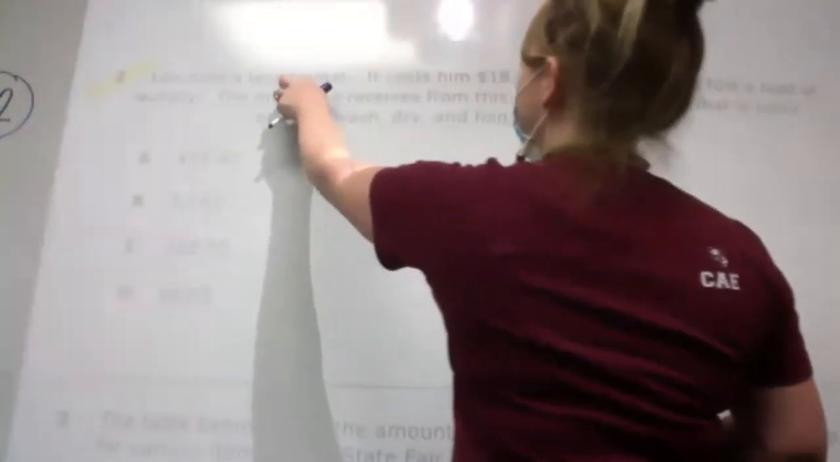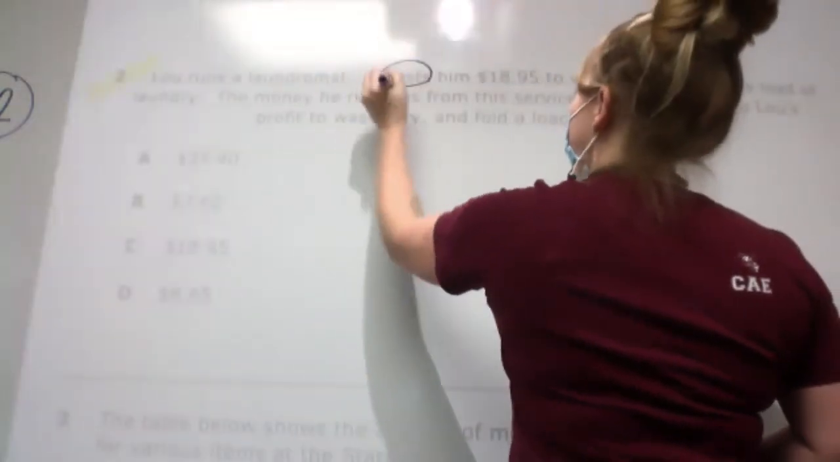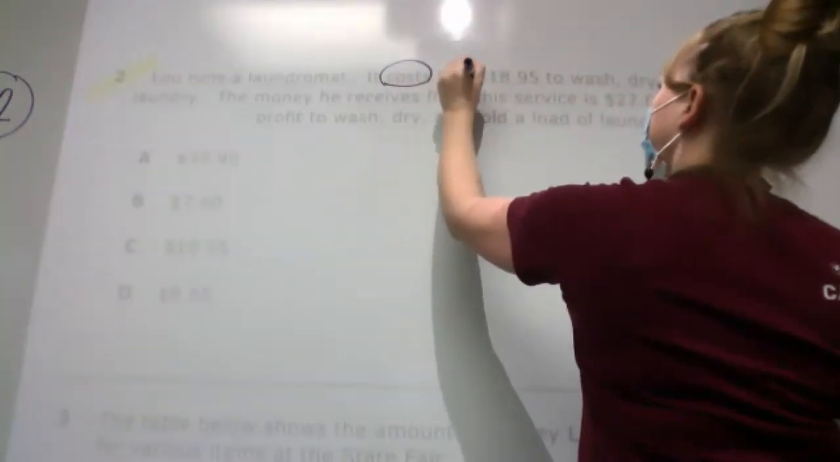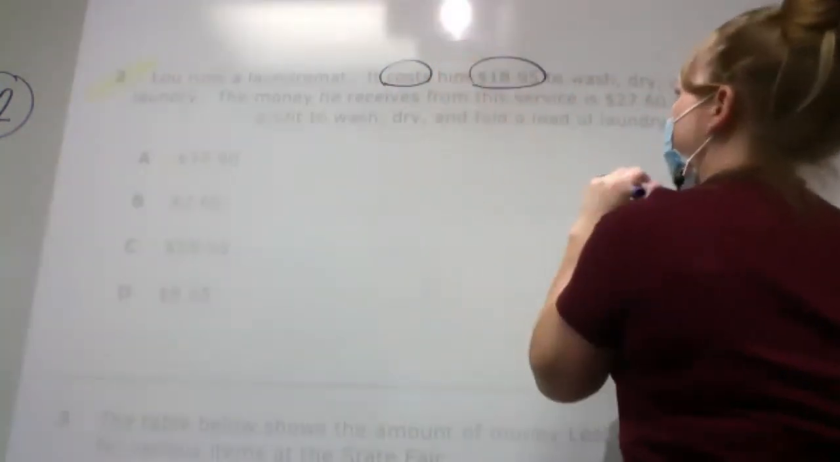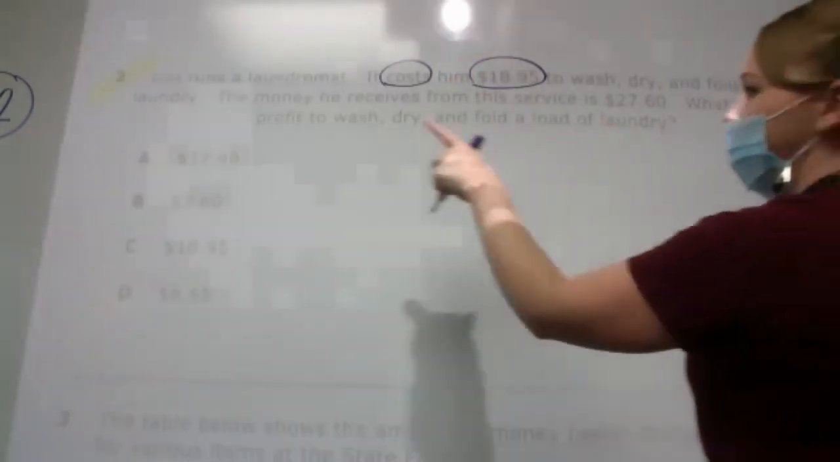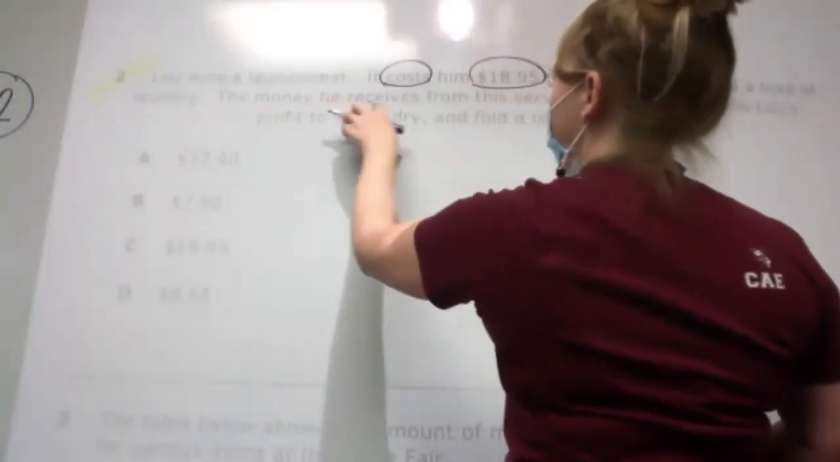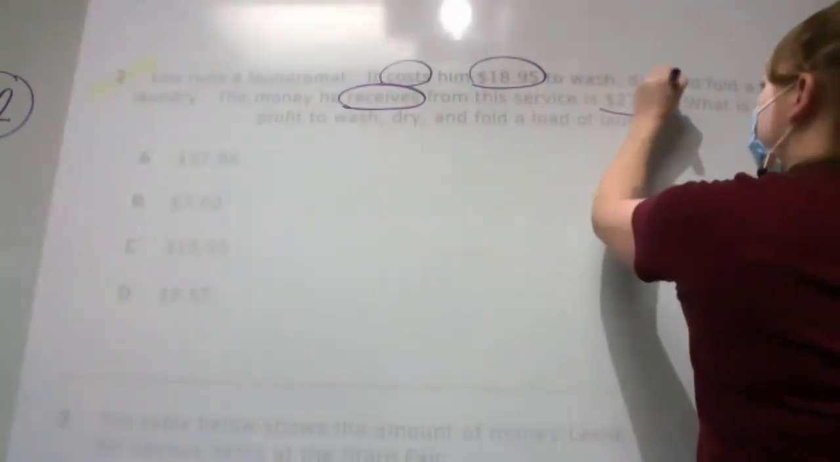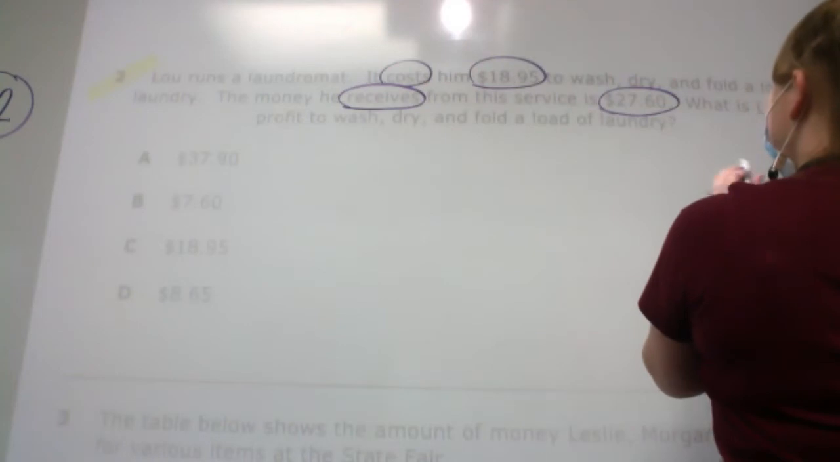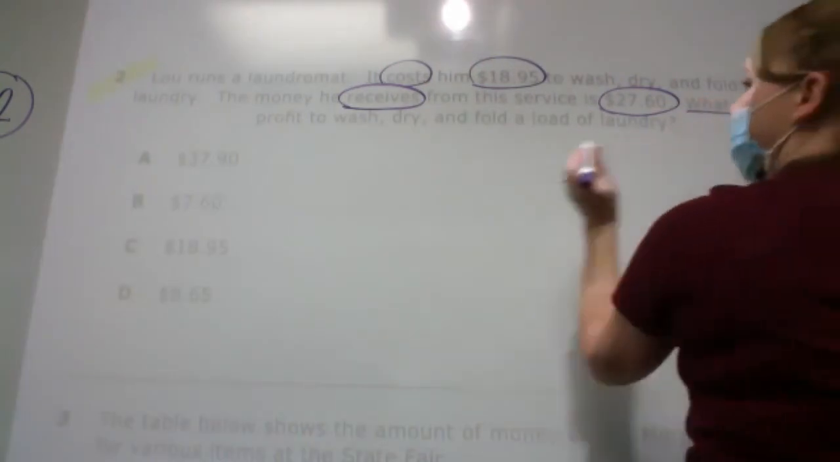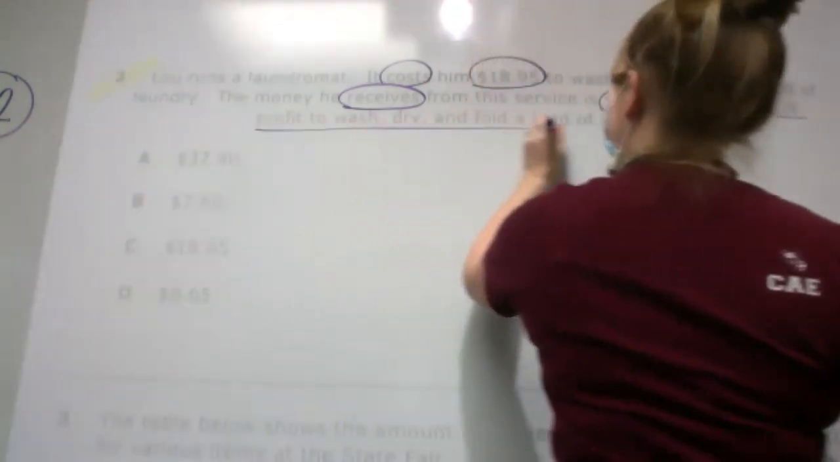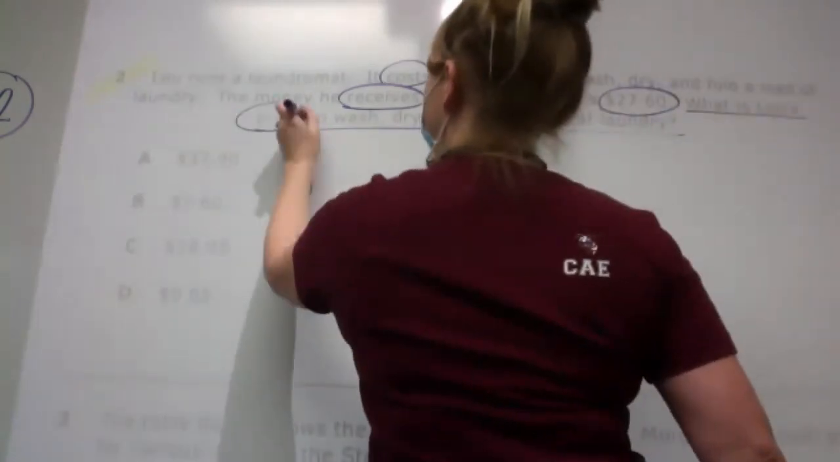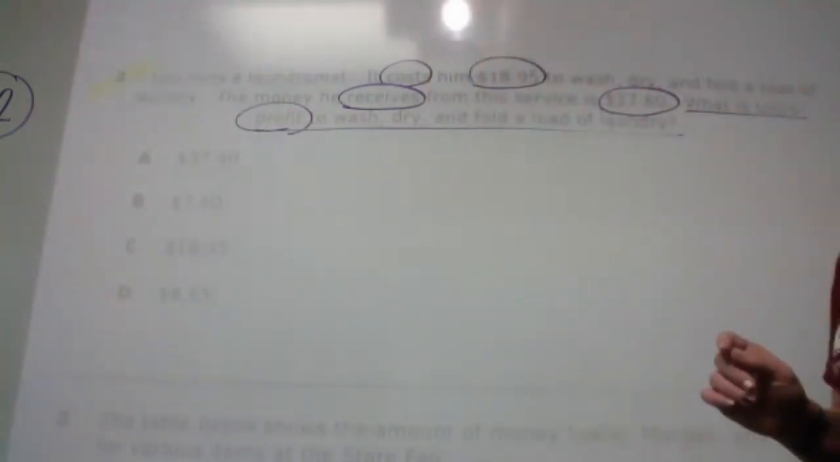Miss Emily, will you read the problem for us? Bruce runs a laundry mat. It cost him $18.95 to wash, dry, and fold a load of laundry. The money he received for this service is $27.60. What is Lewis's profit to wash, dry, and fold a load of laundry? Good deal.